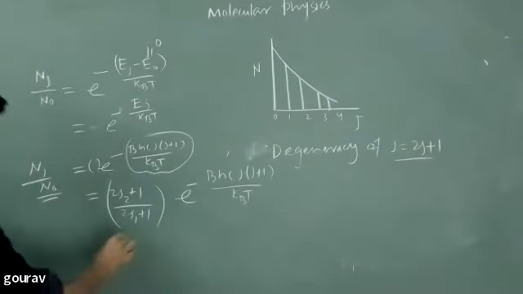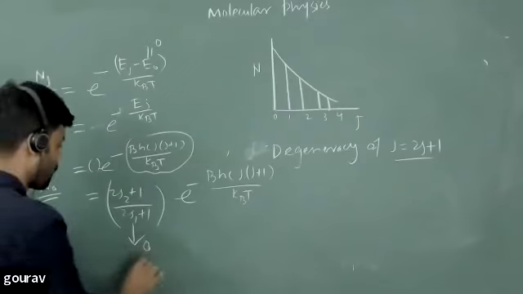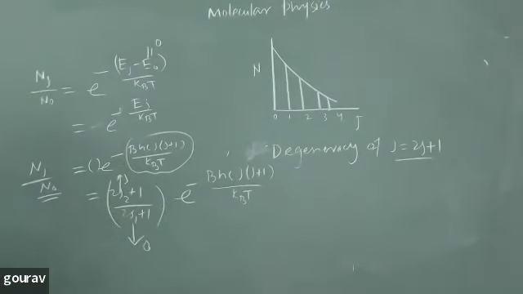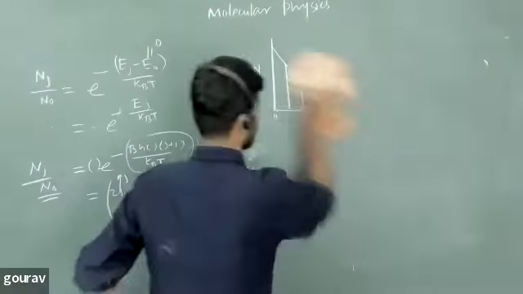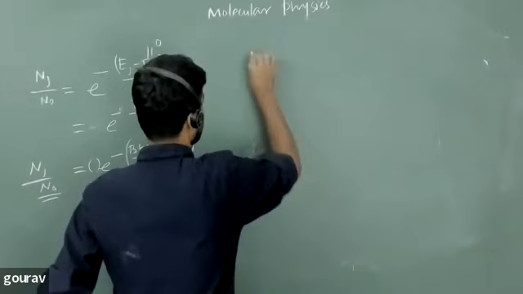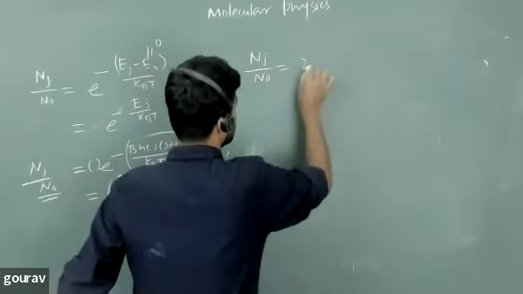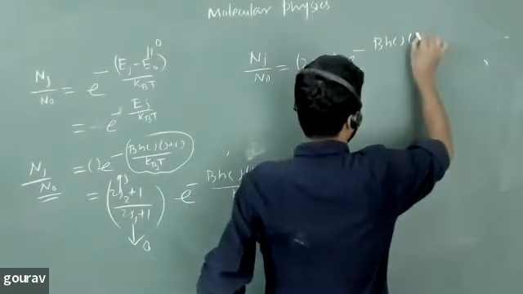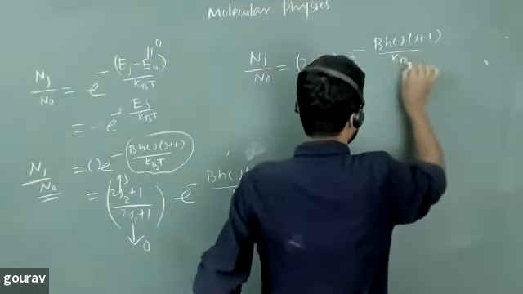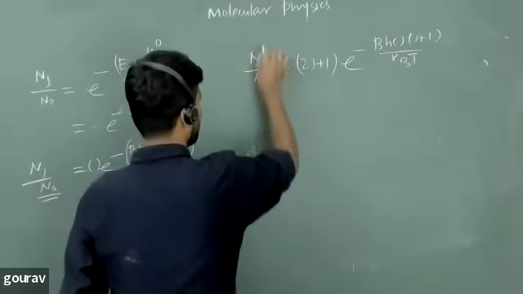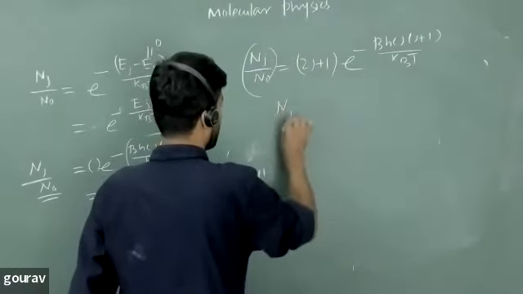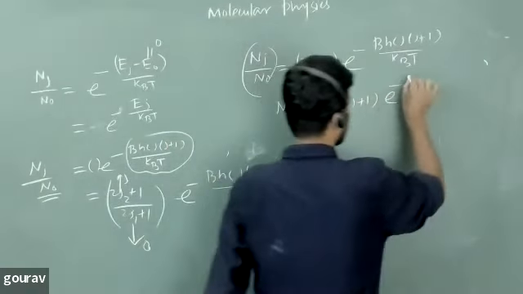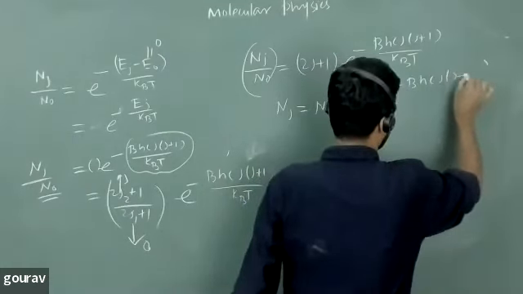But for ground level, J1 is how much? 0, right? And for this level, for J level, regeneration J2 is J, right? Yes sir. Thus, Nj by N0, it will be 2J plus 1 exponential minus BHC J into J plus 1 divided by KB into T. So you can see that this is a function of J, or you can say that number of population equals to N0 2J plus 1 exponential minus BHC J into J plus 1 divided by KBT.